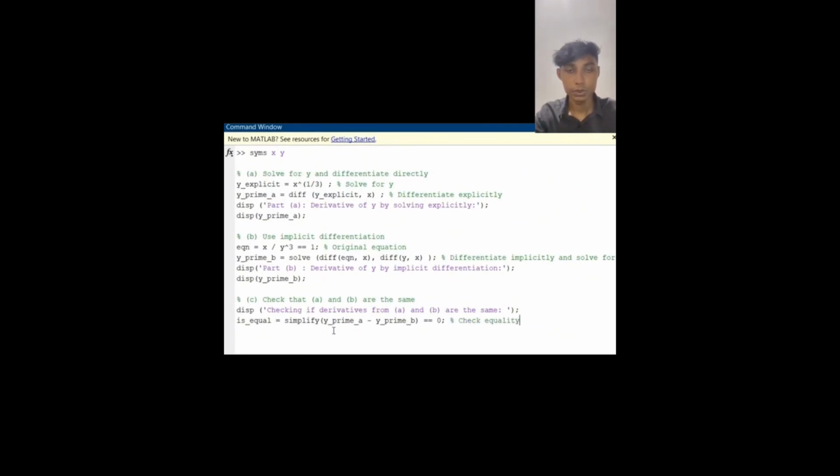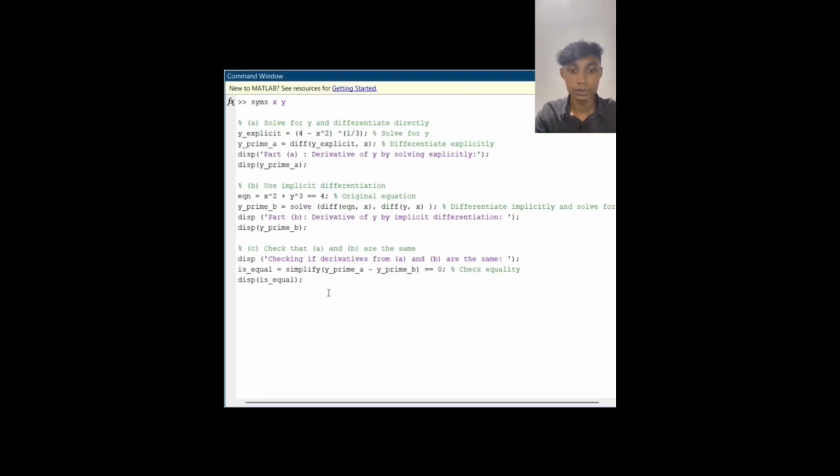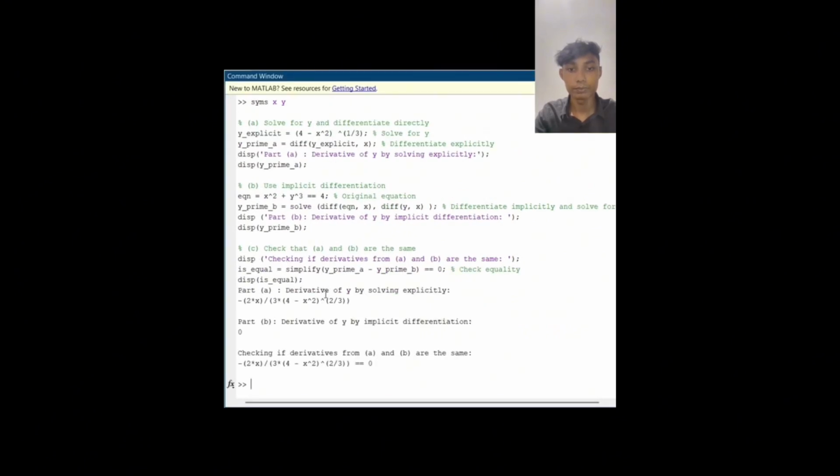Secondly, we need to display again, which is DISP is_equal. So then let's check. Press enter or click. Then here is the answer.